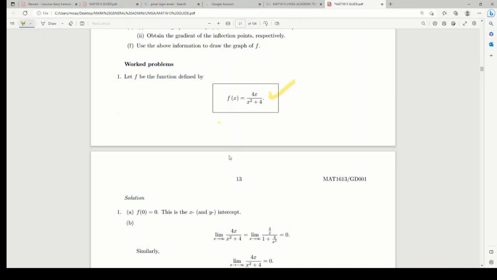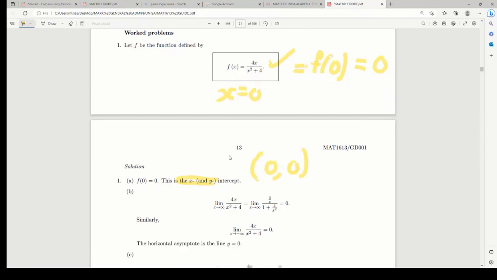If you put x equal to 0, then f of 0 is equal to 0, because in the numerator you've got 0, divided by 0 plus 4, which is 0, right? So our x and y intercept is (0, 0). Okay, so this is our x and y intercept. The graph of this function goes through the origin there, clearly.